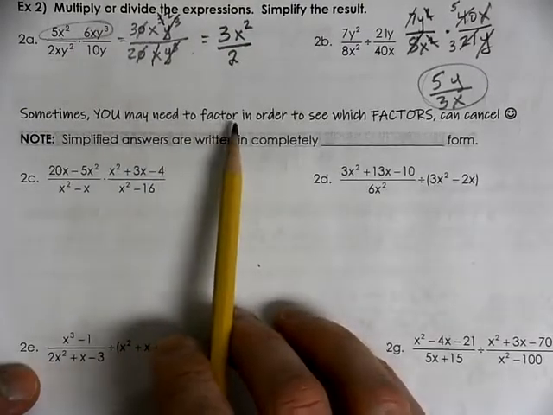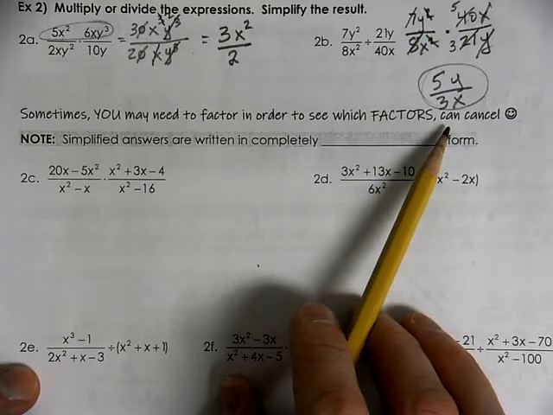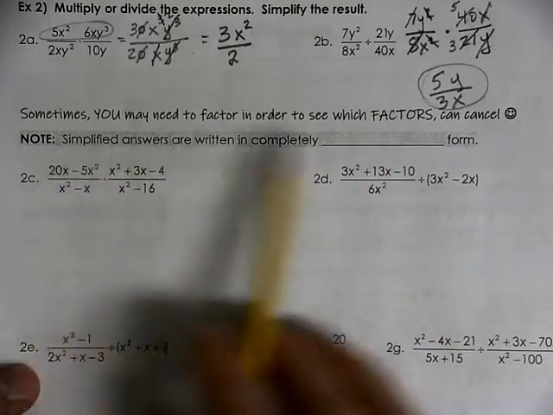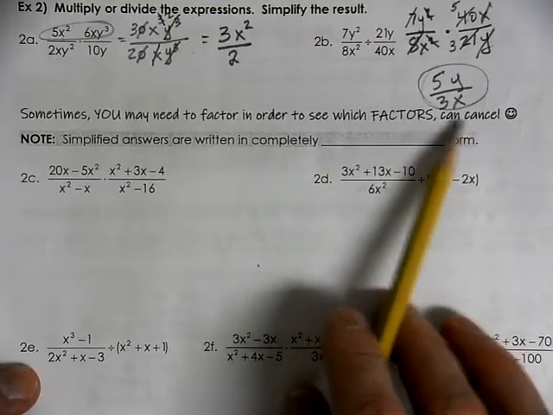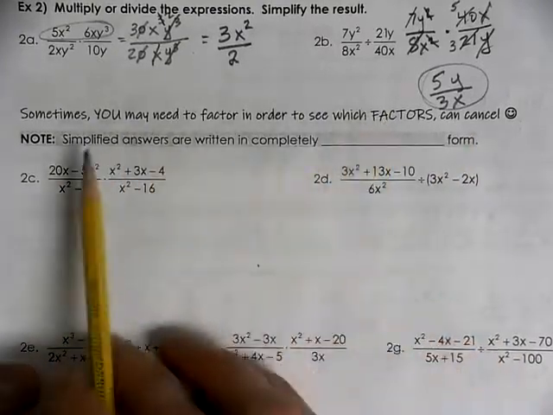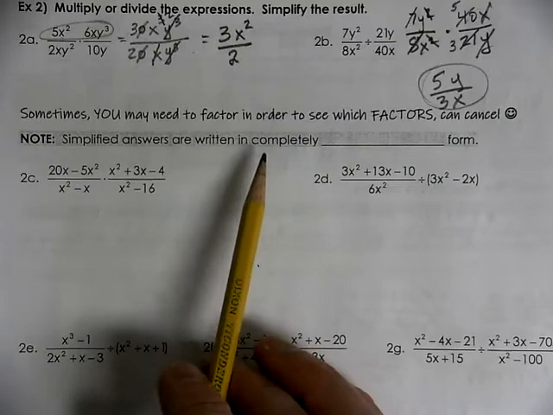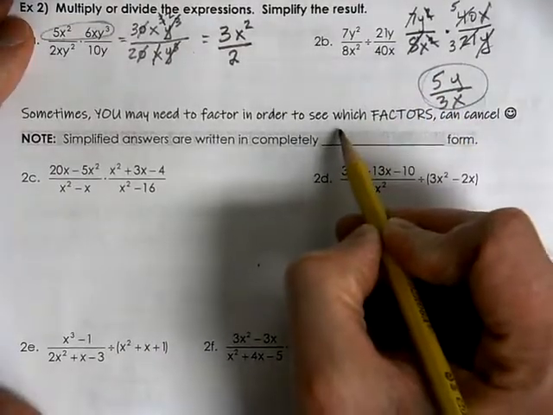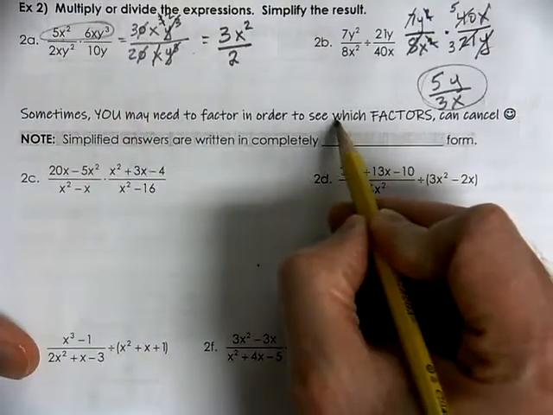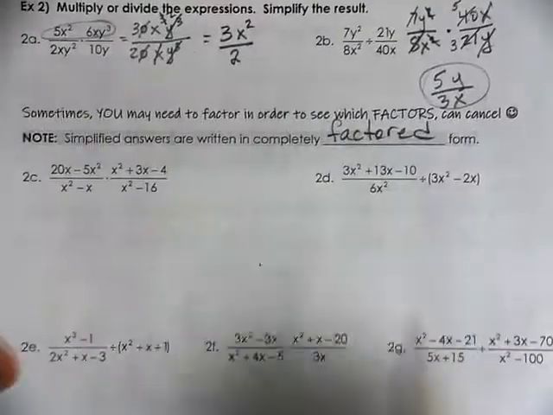Sometimes you may need to factor in order to see the factors. You can cancel. Yes, we can cancel if we can see the factors. Simplified answers are written in completely factored form.